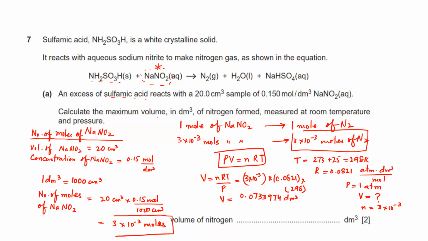It says calculate the volume in dm³ of nitrogen formed at room temperature. Generally, it's good practice to give three significant figures, so 0.0734 dm³ will be a good answer. So this is how you solve this question.